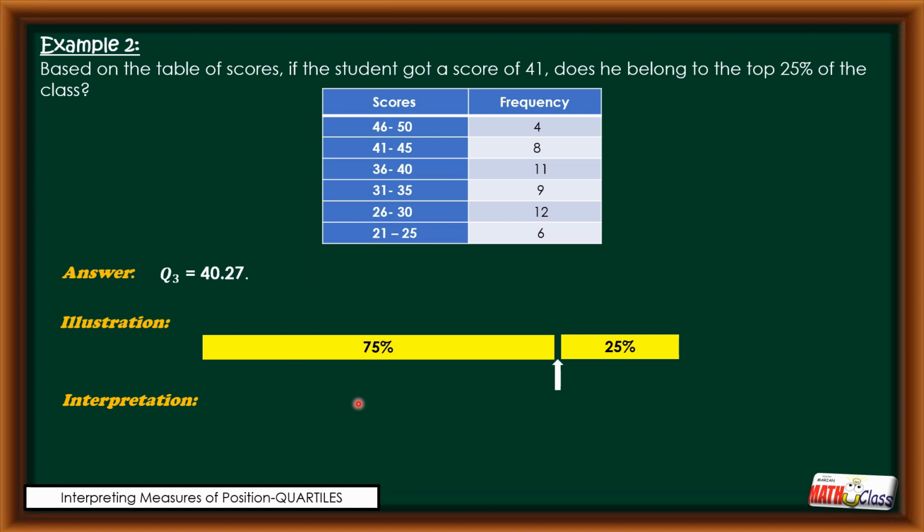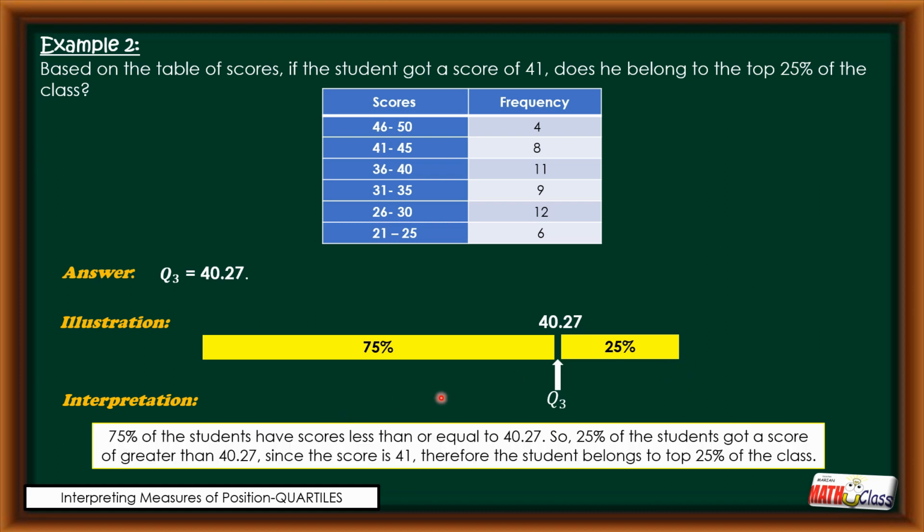Now, let us have an illustration. Students with scores belonging to the top 25% of the class lie on this part of the distribution. So we can interpret that 75% of the students have scores less than or equal to 40.27. So, 25% of the students got a score of greater than 40.27. Since the score is 41, therefore, the student belongs to the top 25% of the class.